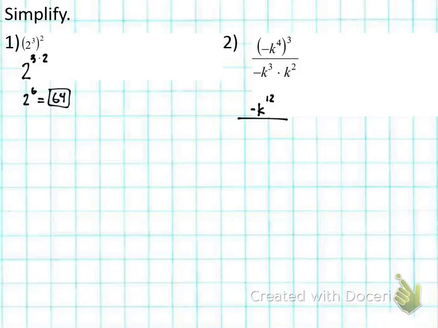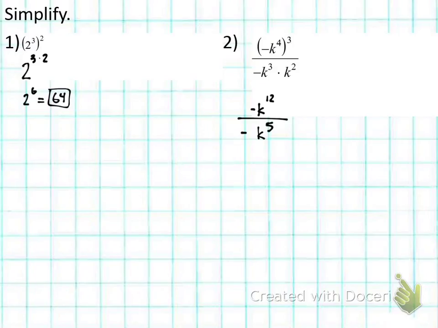We have negative k to the 3rd times k squared. This is negative times a positive, still going to be a negative. And these are both the same bases, so this is the product property of powers. We add the exponents: 3 plus 2 is 5. So it's going to be negative k to the 5th power.